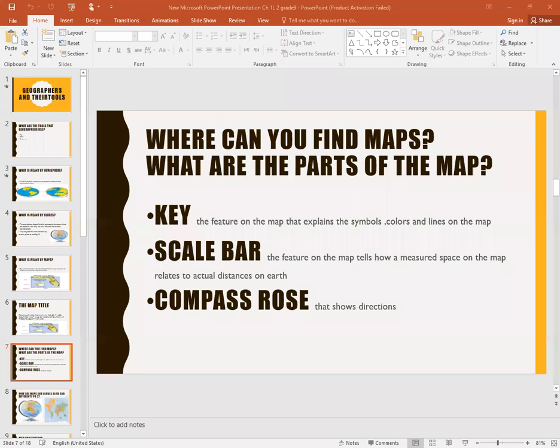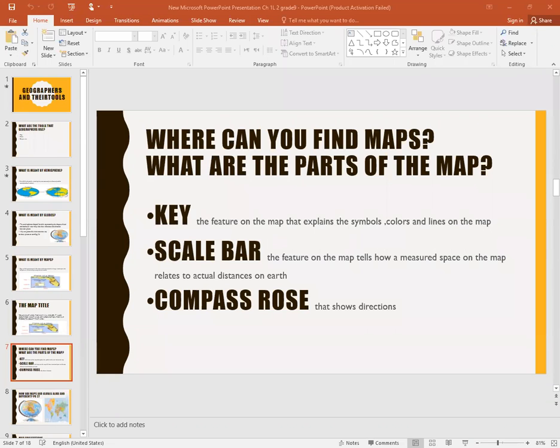We have the map title. We have the map scale. We have the compass rose, and that's all. Actually, these are the three parts of a map: the key, scale bar, and compass rose. Yeah, we have three parts of the map. We have the key, we have the scale bar, and we have the compass rose.